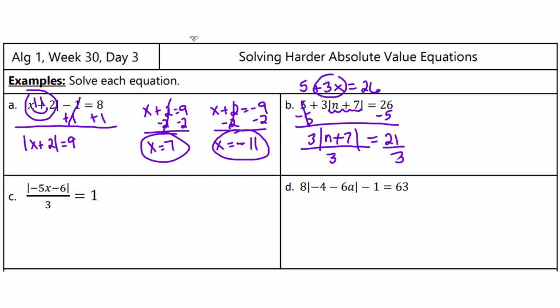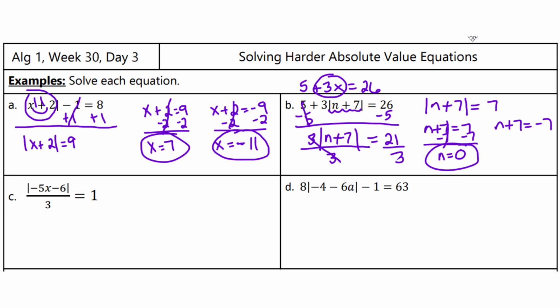Just like how if it was this equation right here, I would have to divide by 3 to get x by itself. So now I have the absolute value of n plus 7 equals 7. 21 over 3 is 7. So split it up into two equations. So one that equals positive 7 and one that equals negative 7. So n equals negative 14.